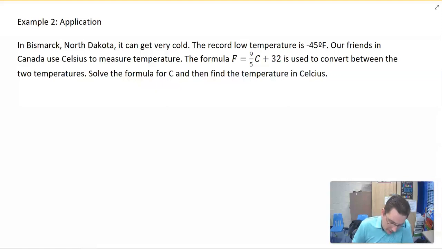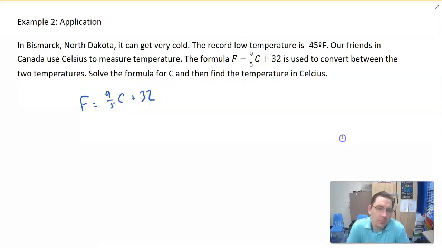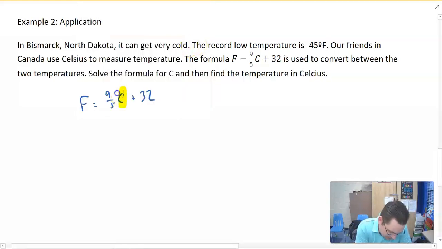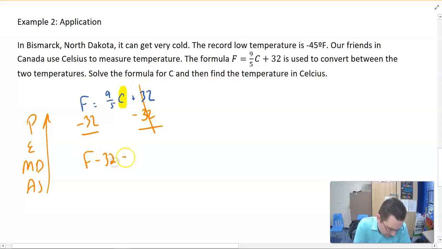So we're first asked to solve this formula. F is equal to 9/5 C plus 32, and we want to solve this for C. We're trying to get everything away from the C. Remember, we're using PEMDAS, so we're going to undo our operations in the proper order. The 9/5 is multiplied to the C, but the 32 is added to the C, so that's what we're going to get rid of first. Minus 32, minus 32. Those will cancel. We get F minus 32 is equal to 9/5 C.